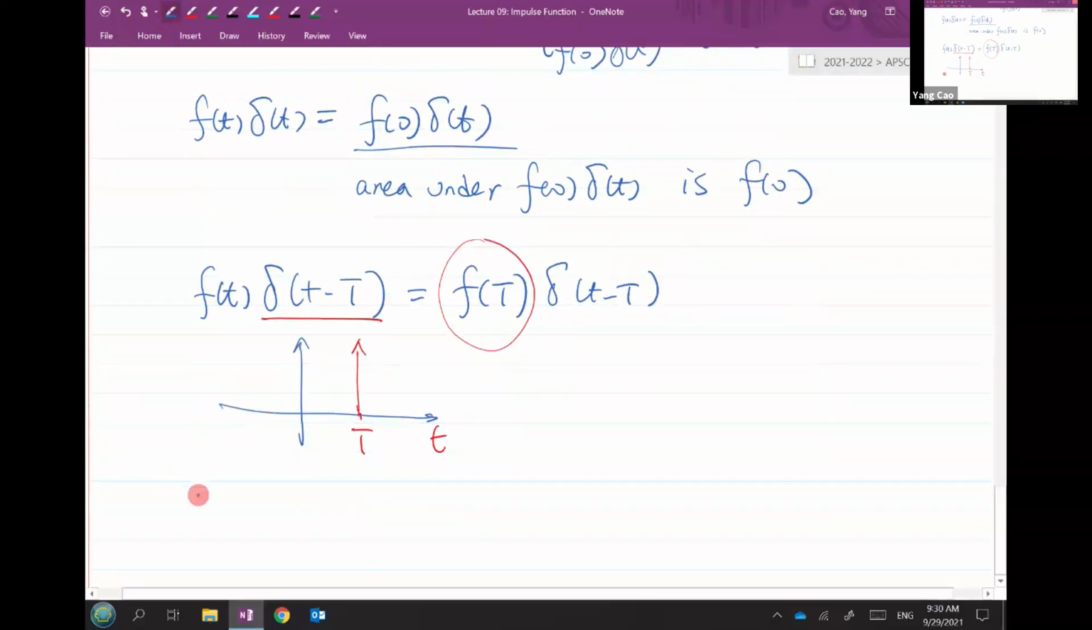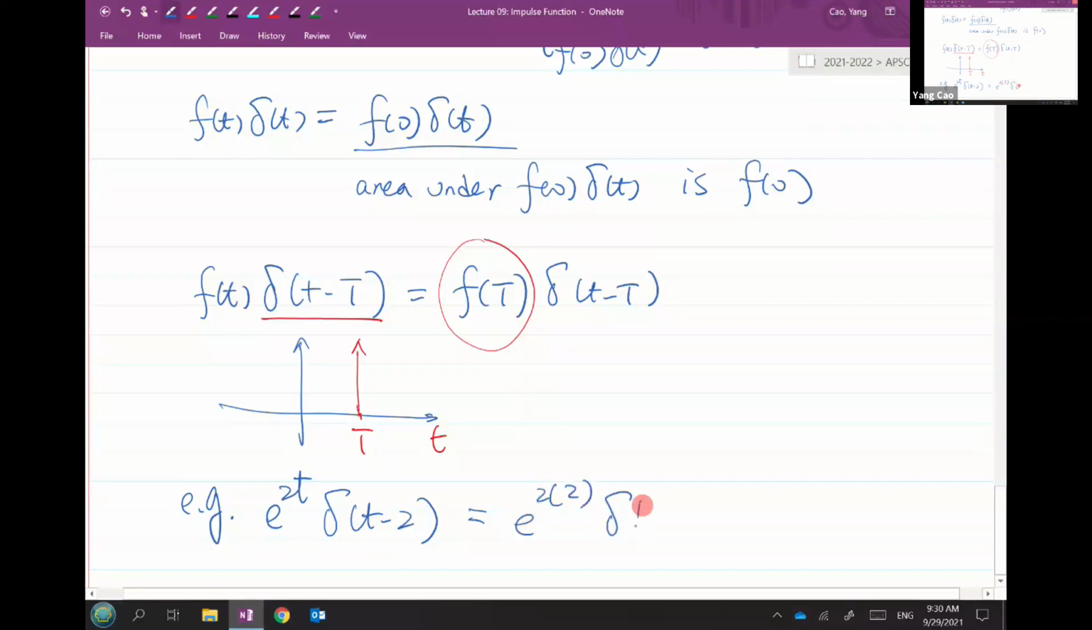But let me show you another example here. So we're dealing with just a generic f of t. Let's take a look at an actual function. Let's say I have a function e to the power of 2t, multiplied by delta t minus 2. So here's the homework question: simplify this expression. Now you can make use of the property, because it's shifted t minus 2. So this basically becomes 2 times 2, and then delta t minus 2. You get e to the power 4, delta t minus 2.